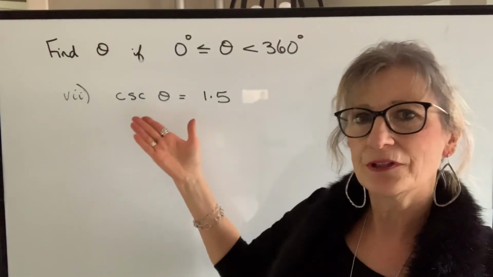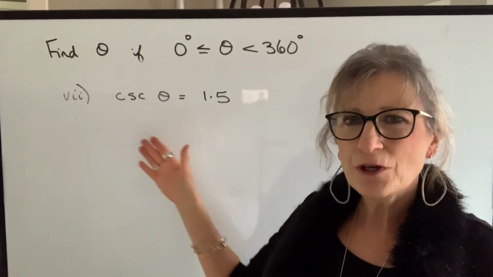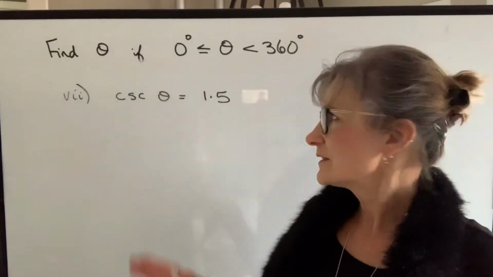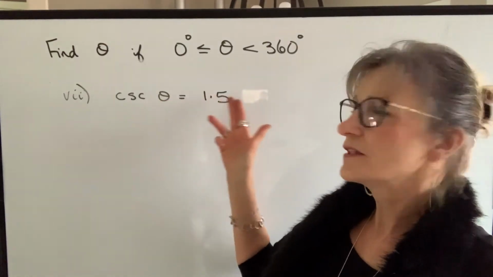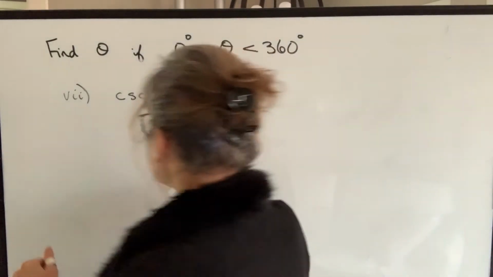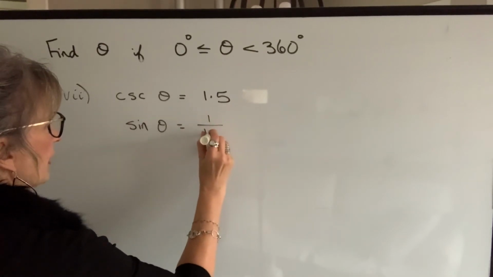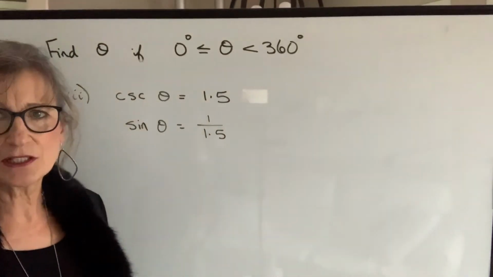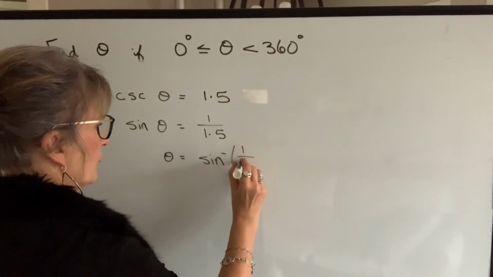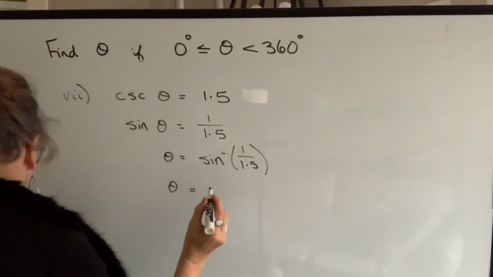My last example involves a reciprocal function, because you might see reciprocal functions in these kinds of questions, and there's just one extra step that we're going to do to complete this. If we know that cosecant of an angle is equal to 1.5, remember that cosecant is the reciprocal of sine. So that means sine of theta will equal 1 over 1.5. Now we proceed as we did before. Theta will equal inverse sine of 1 over 1.5, and we get a value of 41.8 degrees.